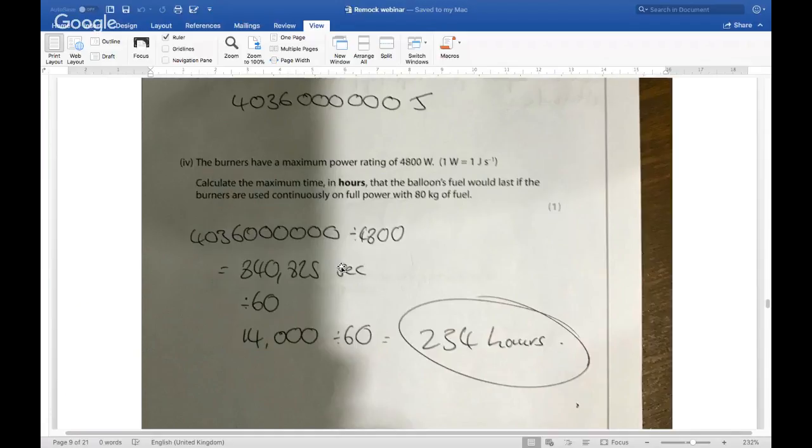Crazy answers. So what you had to do is take that massive number of joules and divide it by 4,800. The reason being is 1 watt equals that many joules. You've just worked out the total number of joules in that much fuel, so you can work out how many seconds the fuel would last for, because the wattage is in joules per second. Divide that by 60 to put it into minutes, divide by 60 again, and you got 234 hours. Easy, guys. It was my favorite question because I've never seen them give watts in joules per second before. I thought it was boss.